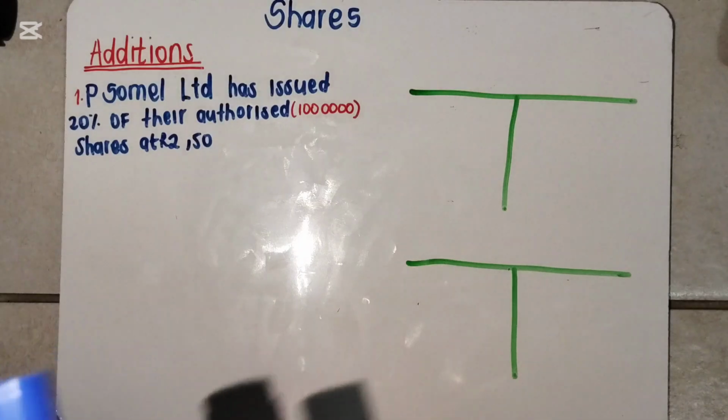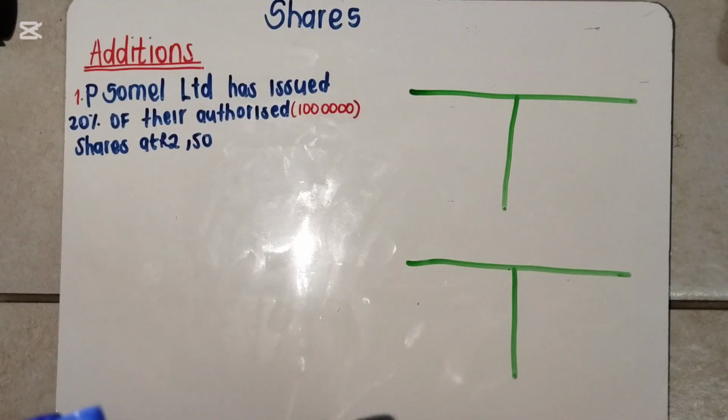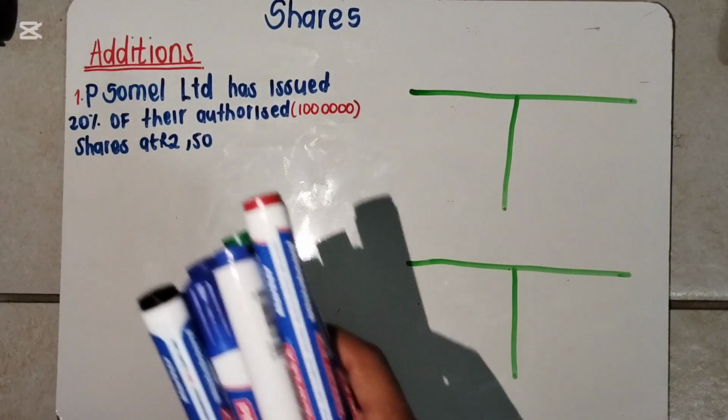So today we're going to be doing shares. I'm going to be showing you how to journalize shares, whether it's issued shares or a buyback of shares. We're going to be starting with additions, the issue of shares, what you journalize and what accounts it affects. So P Somel Ltd is our company, and it has issued 20% of its authorized shares, which are 1,000,000 shares, at R2.50.